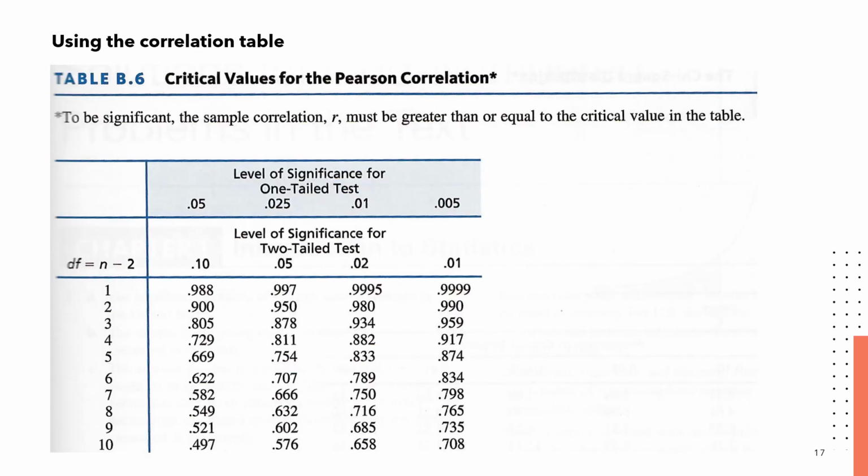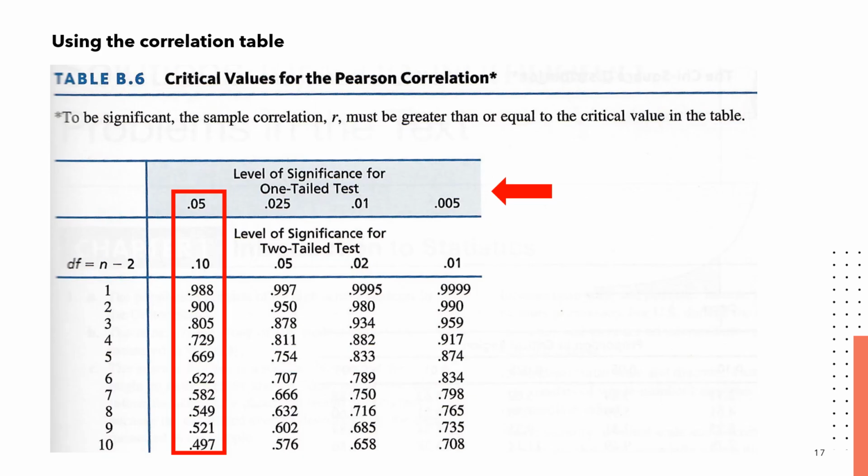With statistical significance and degrees of freedom in mind, here is an image of the correlation table posted to Canvas. The table is called the critical values for the Pearson correlation. A critical value is just how large your R value needs to be for the correlation to be deemed significant. In the first part of the table, we have the level of significance for a one-tailed test. So if you are looking for a specific outcome, positive or negative, and you want it to be at 0.05 or below, you would use the 0.05 column here.